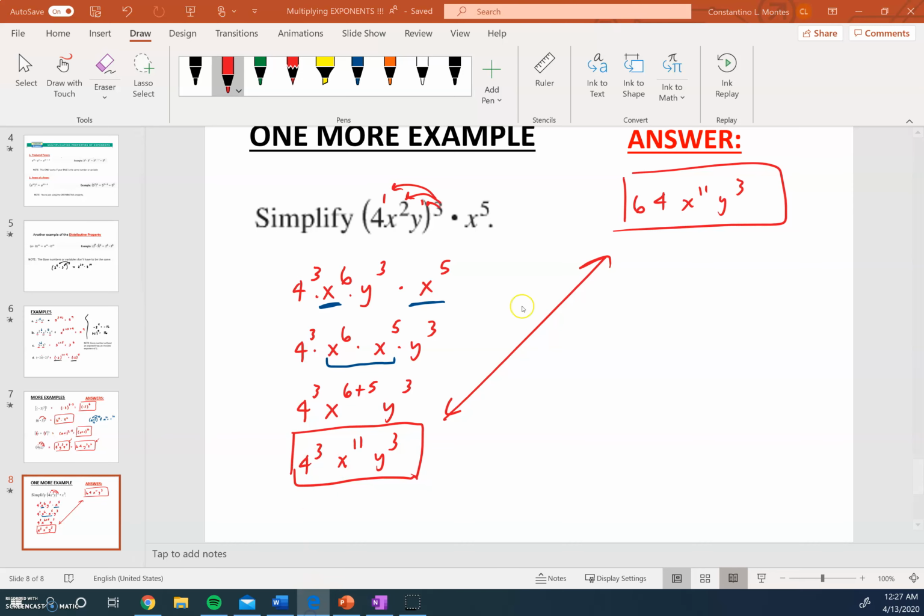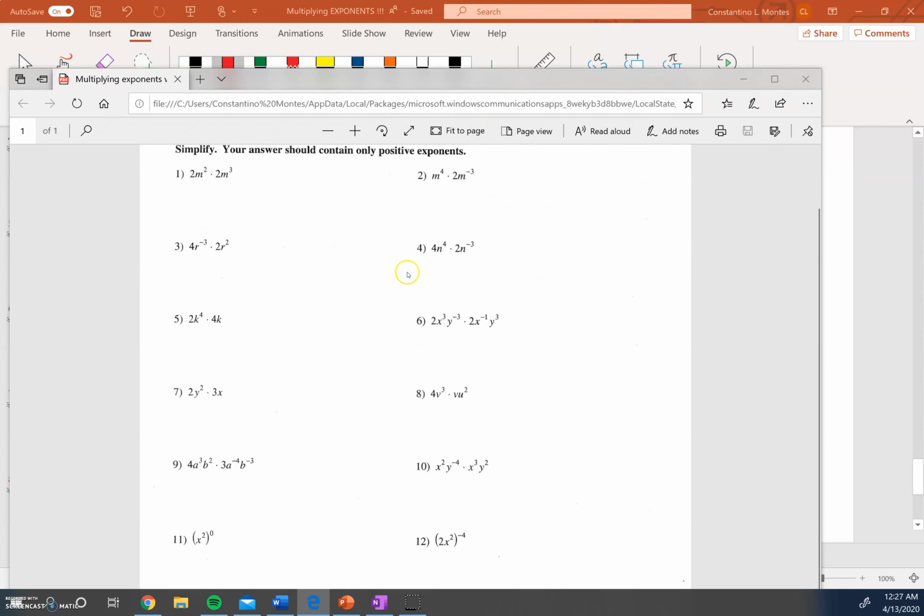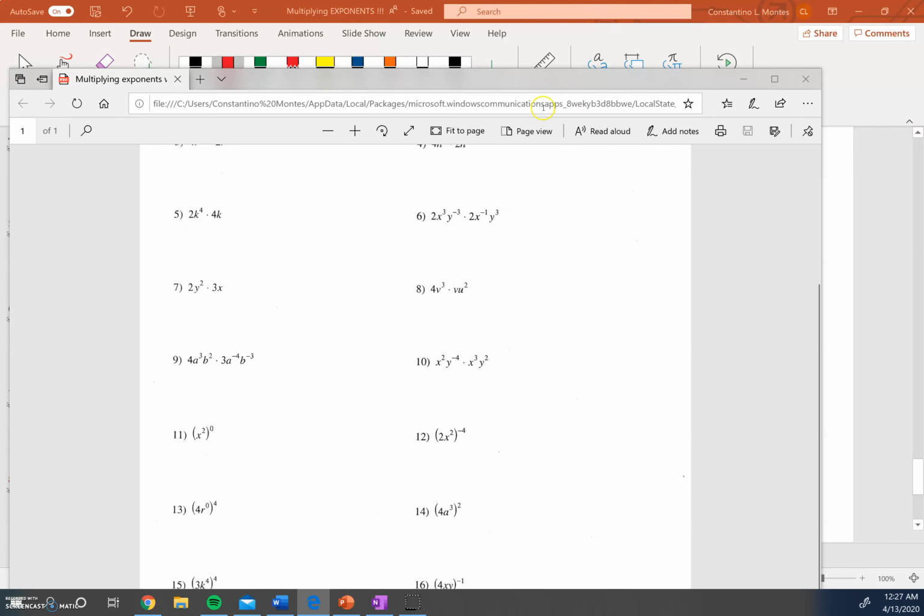Now, what you all are going to get is this worksheet, which has some problems. If you guys have concerns or you can't do some of the problems and you have questions, feel free to email us and let us know, and we'll help you.